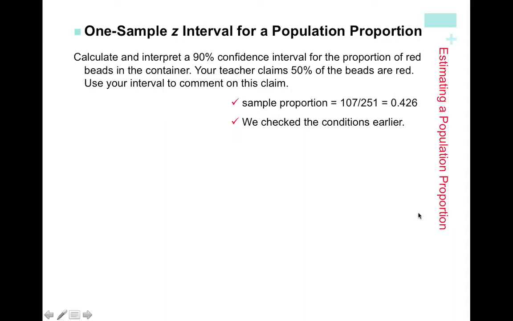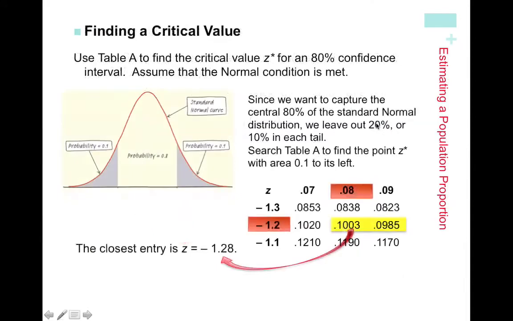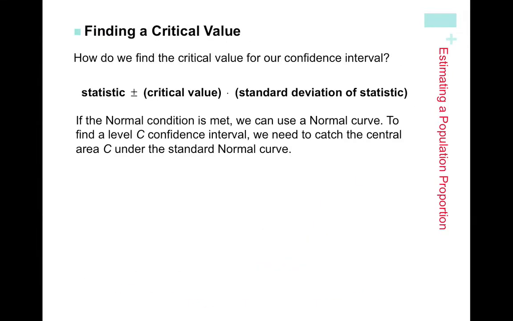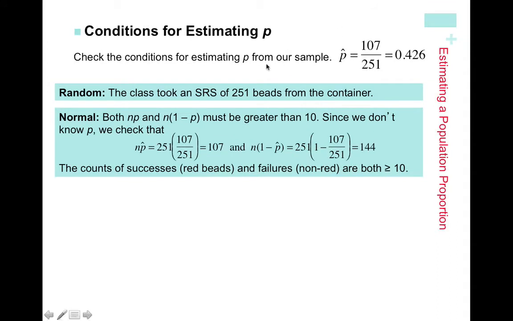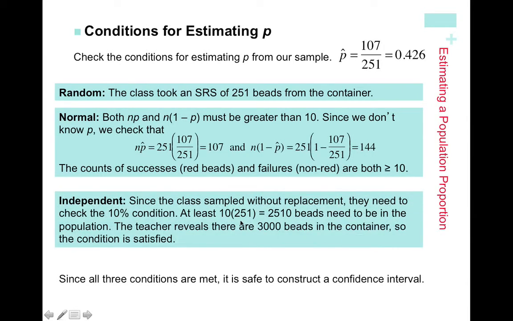Alright, so this is saying, if you wanted to create a 90% confidence interval for the proportion of red beads in a container, that's the sample proportion. The conditions were already checked, back here. So it was a random sample. Both of those conditions, see how they plugged in p hat instead of p? And they sampled without replacement, so they checked the 10% condition. So those conditions were met.